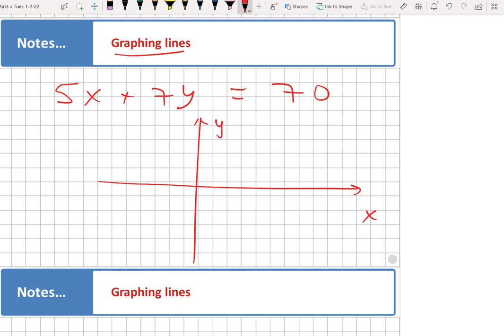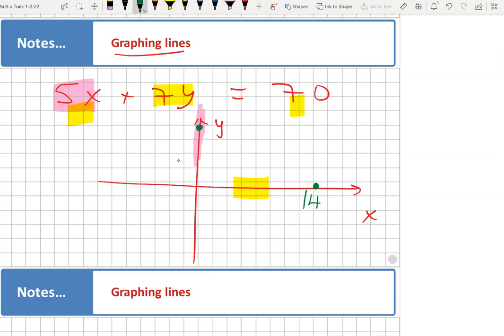To do that, if you want to be on the x-axis, you want the y value to be 0, so you cover up the y value, and you get 5x equals 70. So x is equal to 70 over 5, which is 14. I'm not working to scale here. And then if you want to come onto the y-axis, cover up the x value because it'll be 0, and you get y is 10.